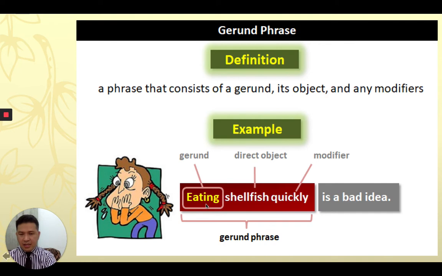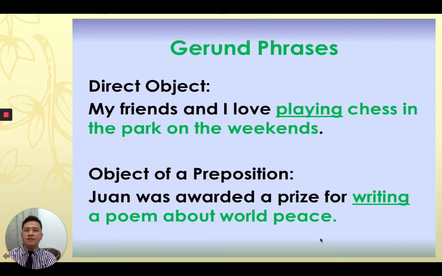The word eating here functions as a noun. This is not the main verb. The main verb here is. Moving on. Gerund phrases as an object. We have here direct object and object of a preposition.